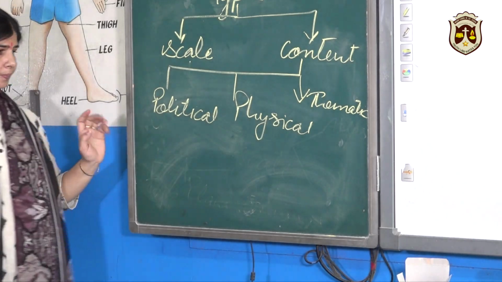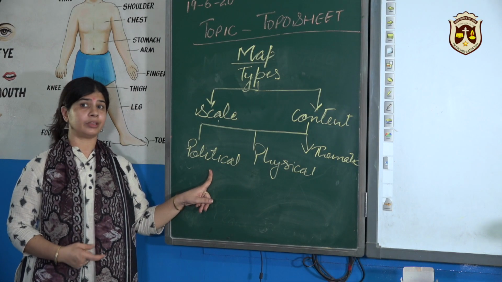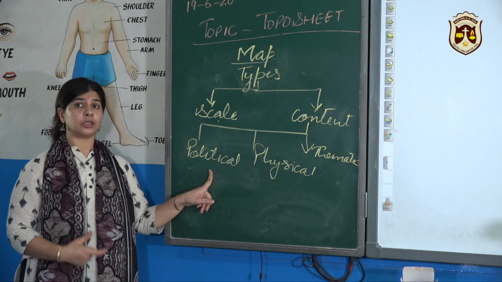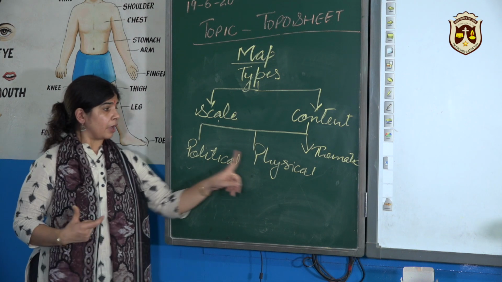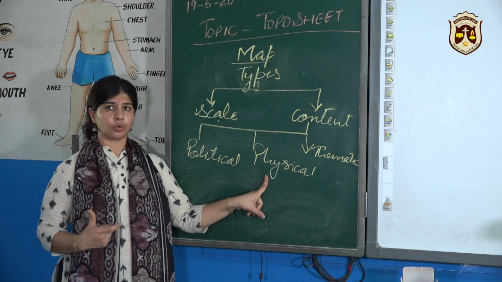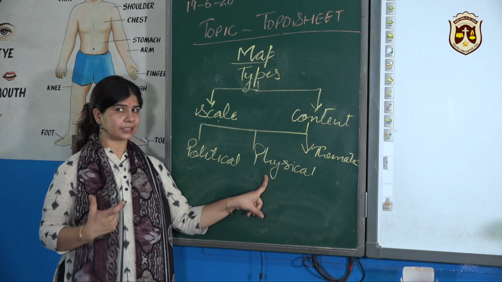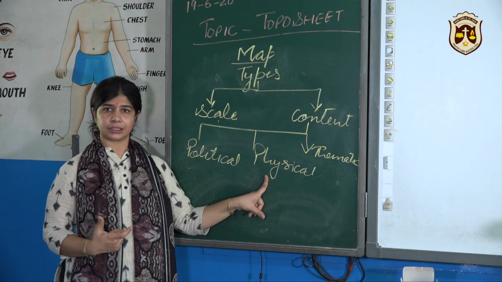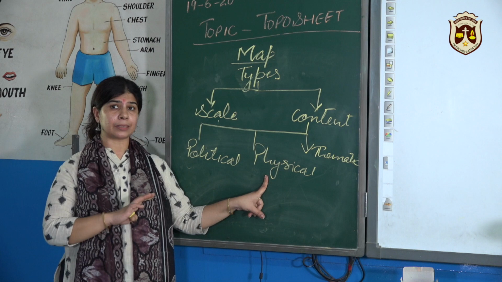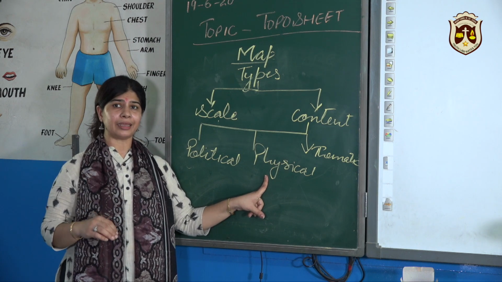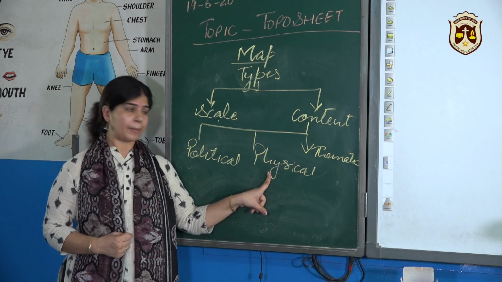Now what are these? Political maps are those in which the state boundaries with their capitals, the major cities, and the political boundaries of the countries are marked. Physical maps show the relief features like mountains, plateaus, rivers, and the drainage system, as well as the landform pattern, whether it is a plain area or a highland area. The types of hills can also be depicted through physical maps.